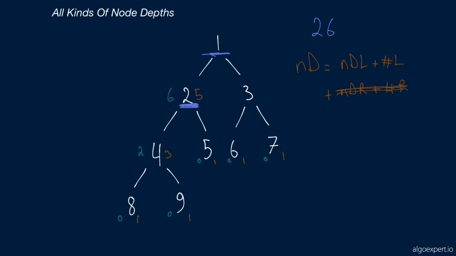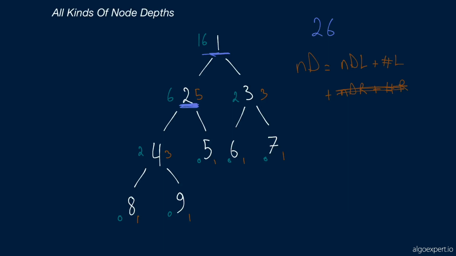We've got 5 here. Then we do the same thing for the 3. ND for the 3 is going to be equal to NDL, 0, plus number L, 1, plus NDR, 0, plus number R, 1. That's 0 plus 1 plus 0 plus 1. That is 2. Number of nodes in this subtree, 3. And finally, for the binary tree rooted at 1, ND is going to be equal to NDL 6 plus number L 5 plus NDR 2 plus number R 3. And that's equal to 6 plus 5, 11, plus 2, 13, plus 3, 16.